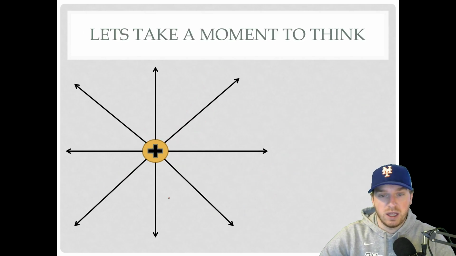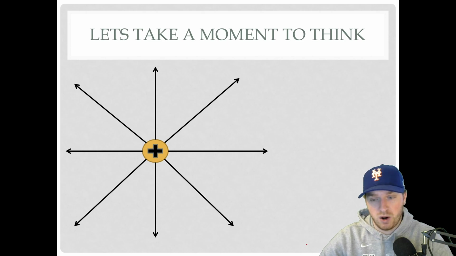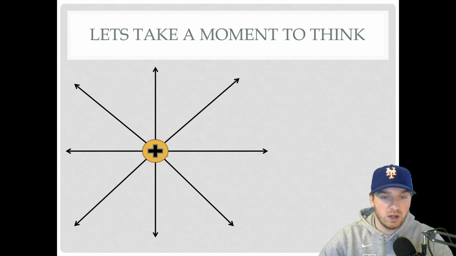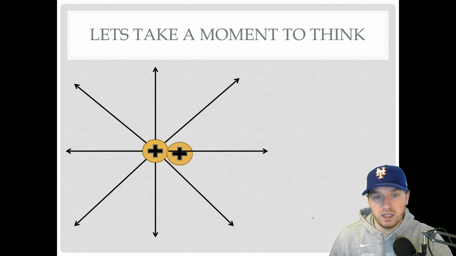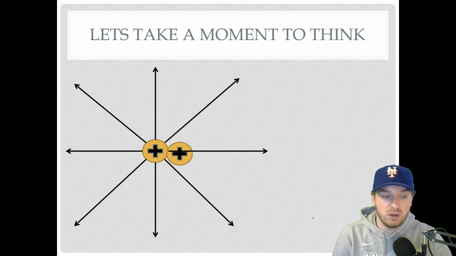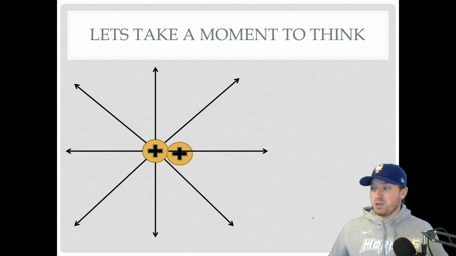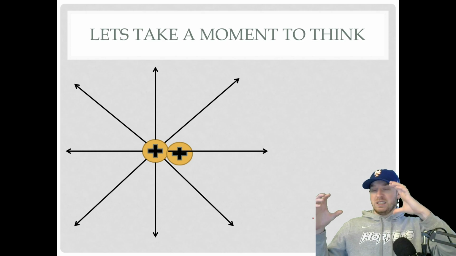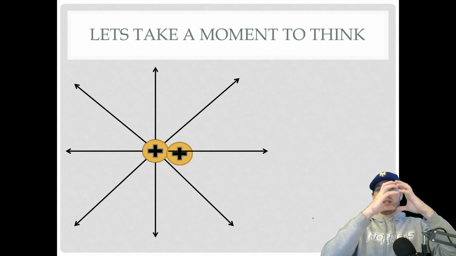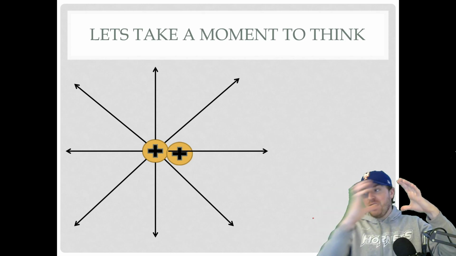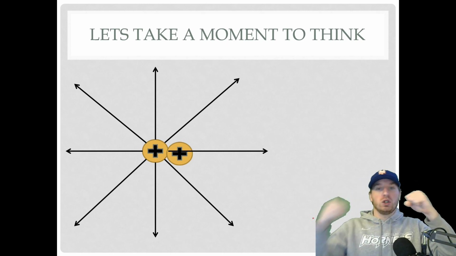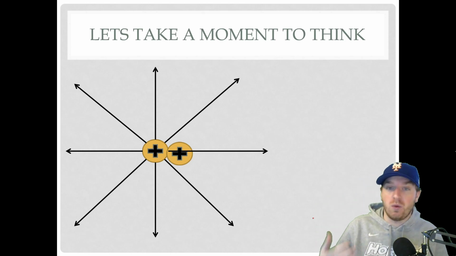Now, let's take a moment to think. So say we have a positive particle right here and a positive particle right here. Now, I already drew some field lines around here. So what if I took this particle and I pushed it into the other positive particle? Would that be easy to do? The answer is no. These two particles don't want to be next to each other. And so in order to push one particle towards the other positive, it's going to take a lot of force to get that one positive close to the other positive. It does not want to be there.